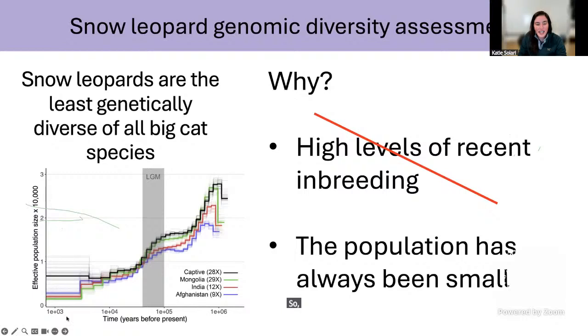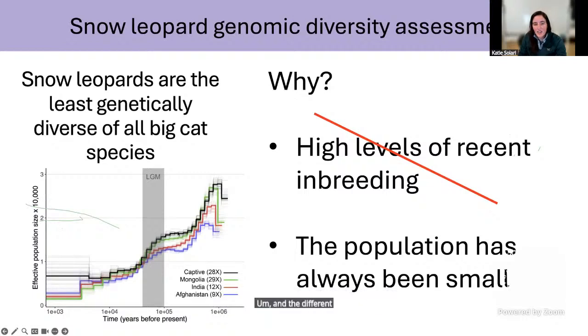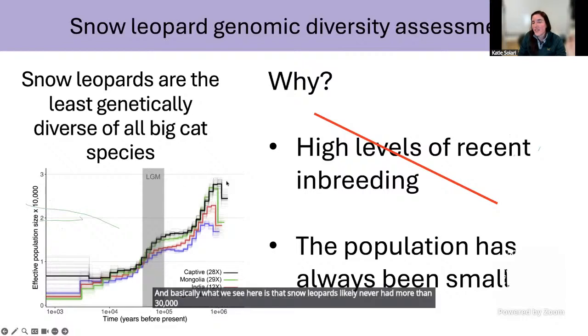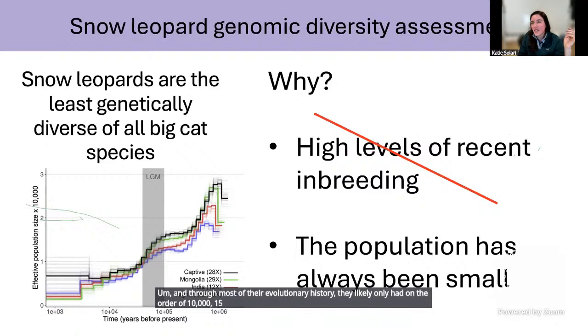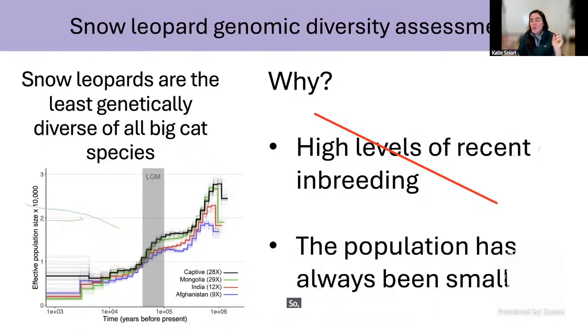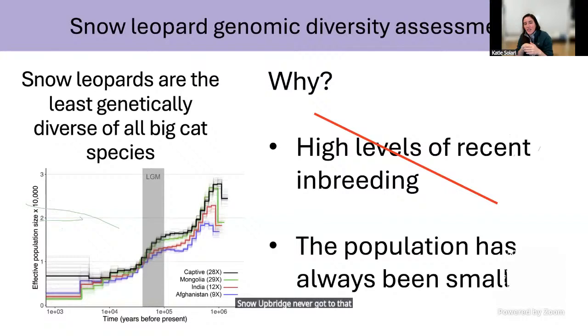So on the x-axis is time, where we have 1,000 years ago on the left and then 1,000,000 years ago on the right. And the different lines here are different snow leopard populations. Basically, what we see here is that snow leopards likely never had more than 30,000 individuals, even at their peak. And through most of their evolutionary history, they likely only had on the order of 10,000, 15,000 individuals max. So, as opposed to other big cat species where there were potentially hundreds of thousands of individuals, snow leopards never got to that population size.